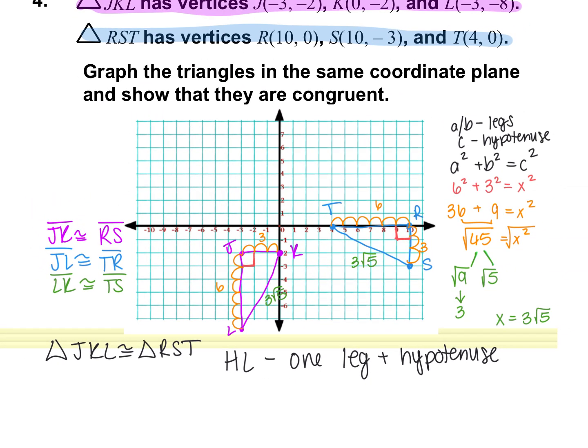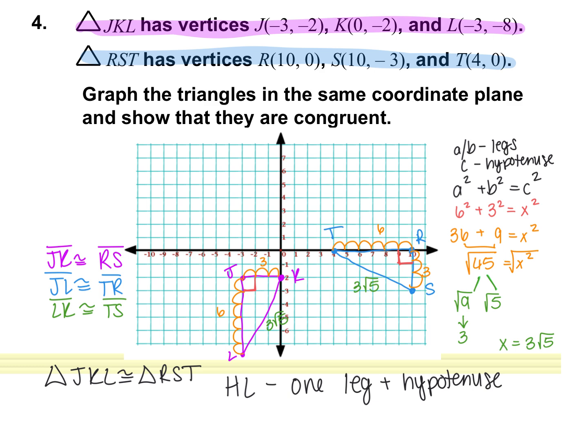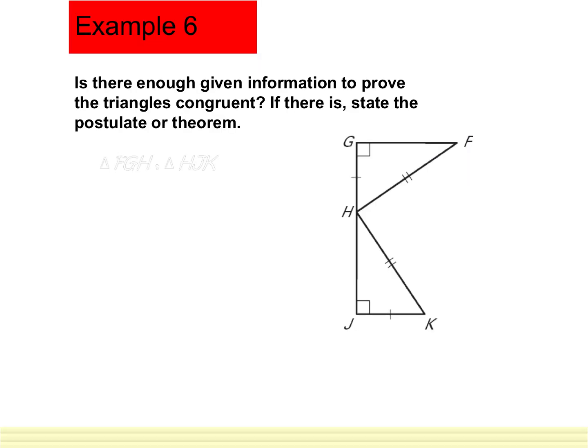All right, questions on this one? Questions, comments, concerns? Okay. All right, looking at this one, it says, is there enough information to prove that the triangles are congruent? If there is, state the postulate or theorem.